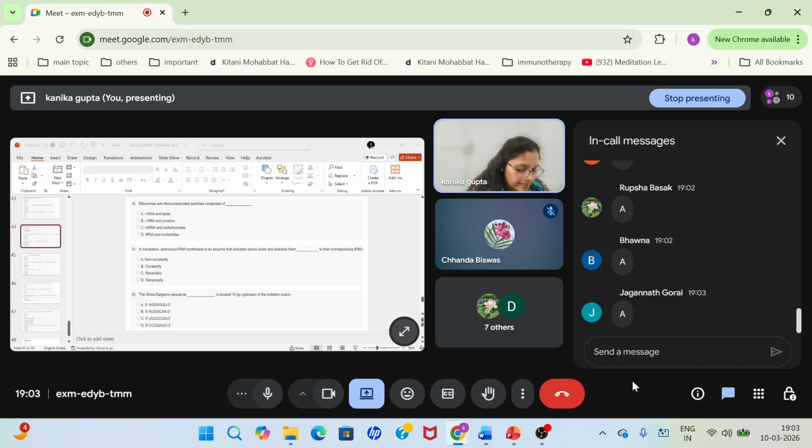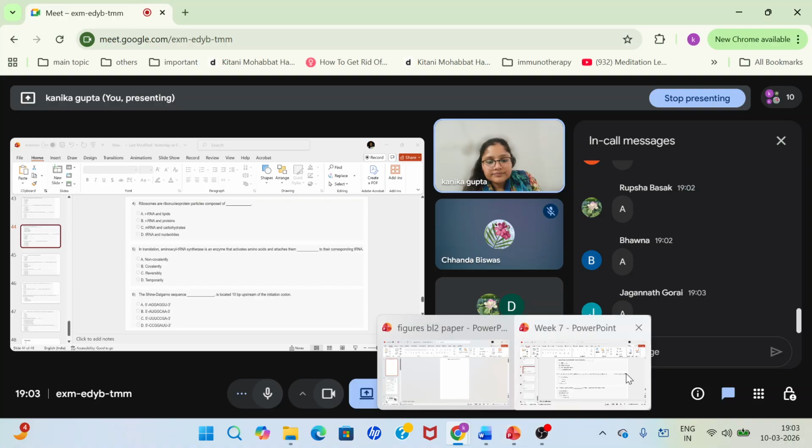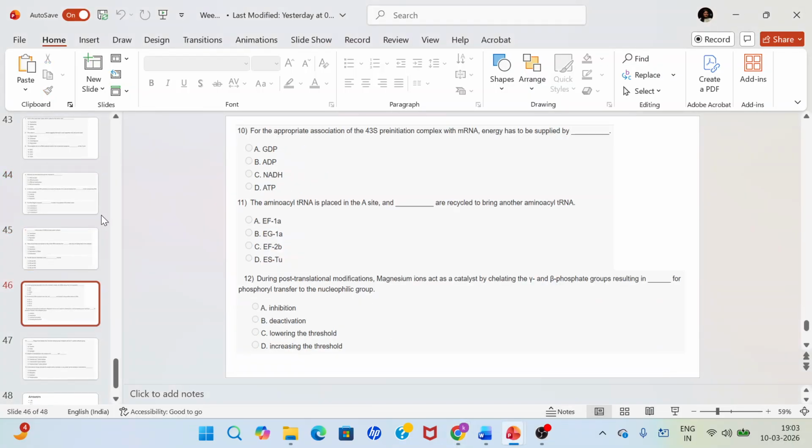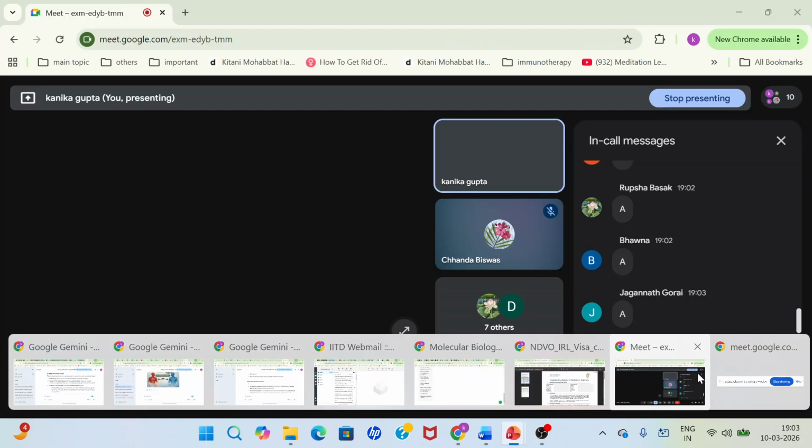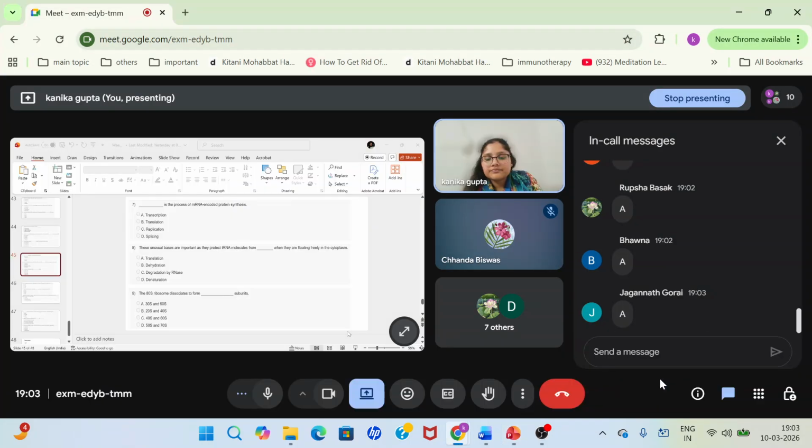Next question. Question number 7. The following is the process of mRNA encoded protein synthesis. Yes, it is translation.